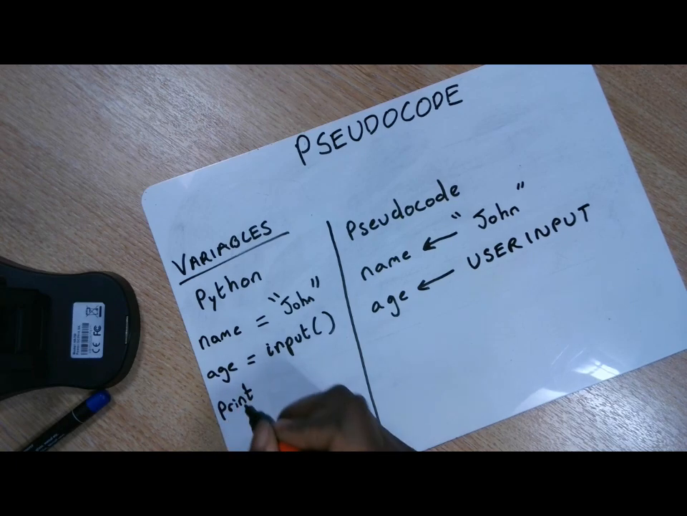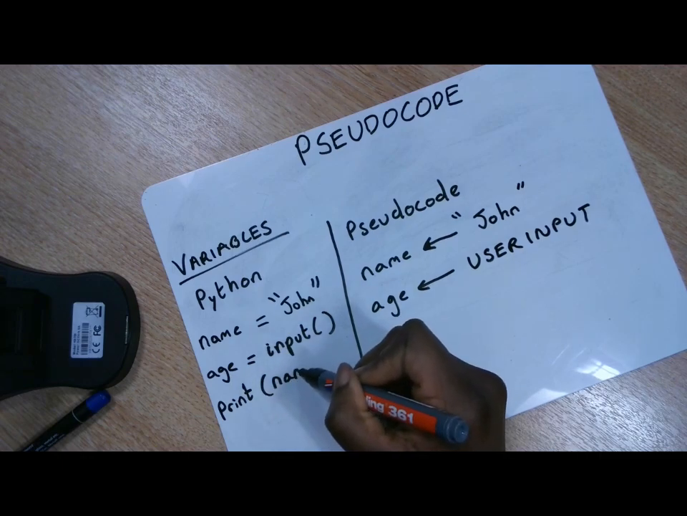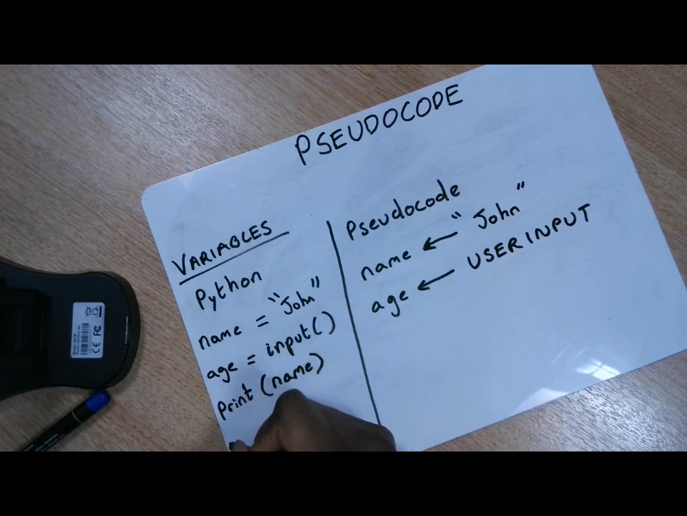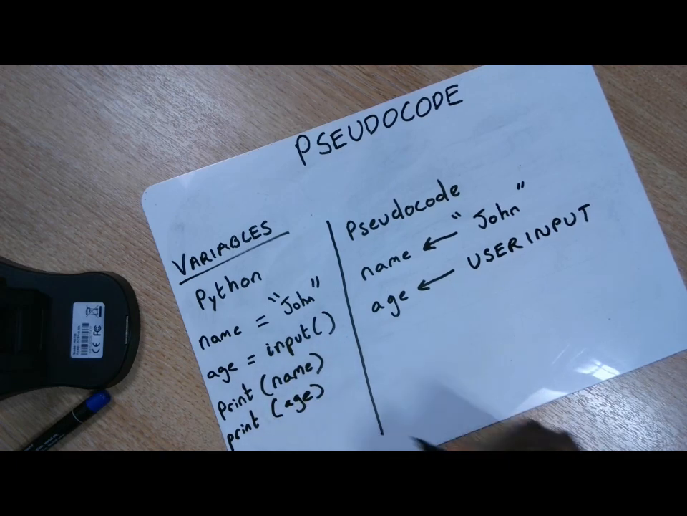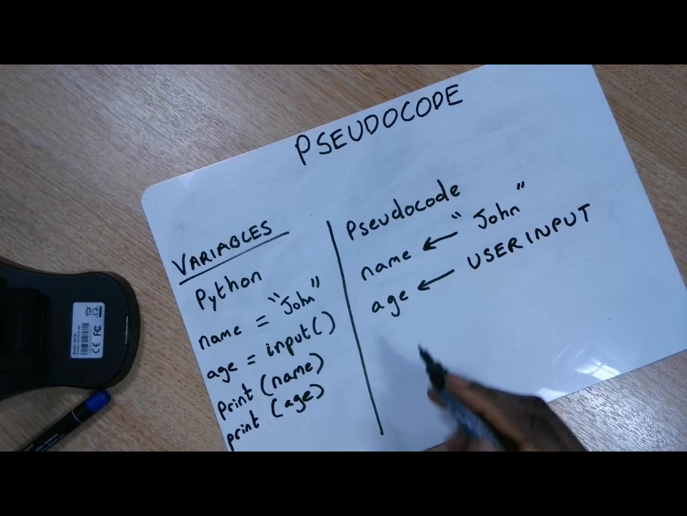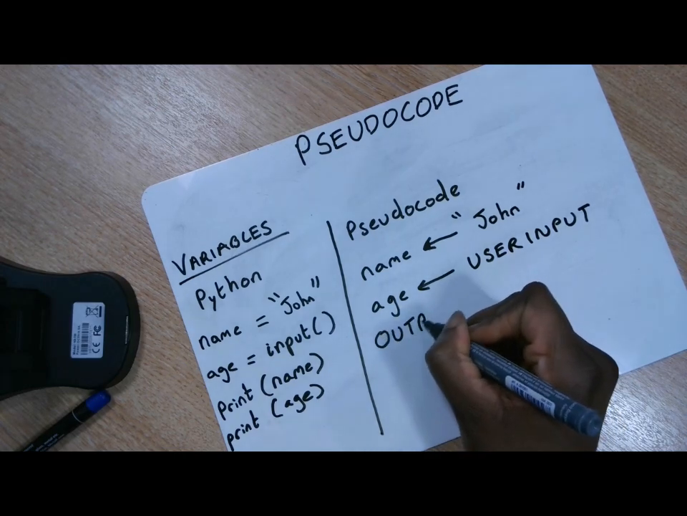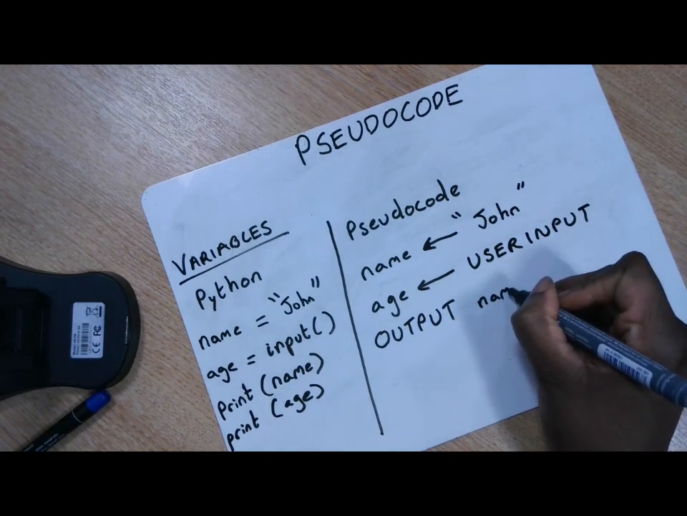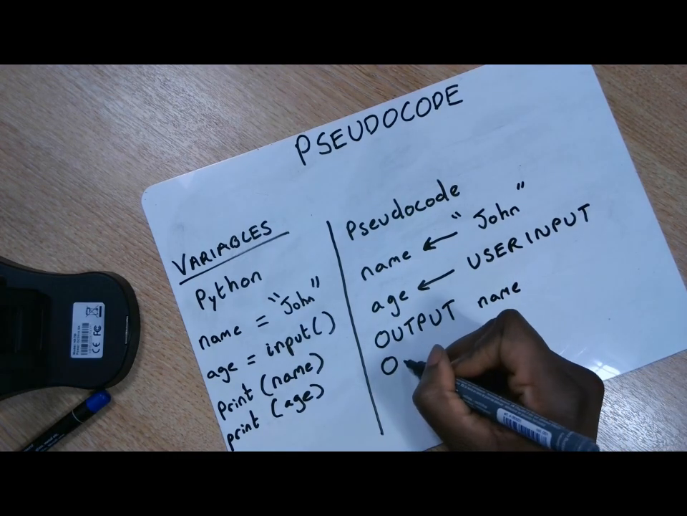And a print statement. So if there was print name, and if there was print age, you can pause the video now. It would result in output name, remember output is capital, and output age.